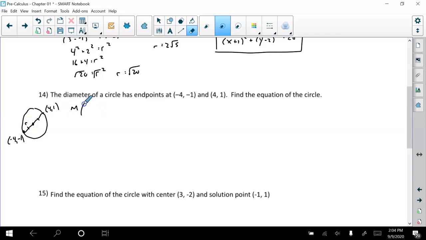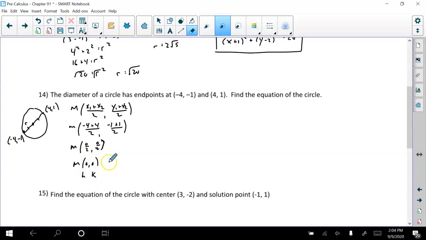So using our midpoint formula, x1 plus x2 over 2, y1 plus y2 over 2. So it's going to be negative 4 plus 4 divided by 2, negative 1 plus 1 divided by 2. So the midpoint, 0 over 2, 0 over 2 again. So the midpoint is at 0, 0. That's our value for h and k.